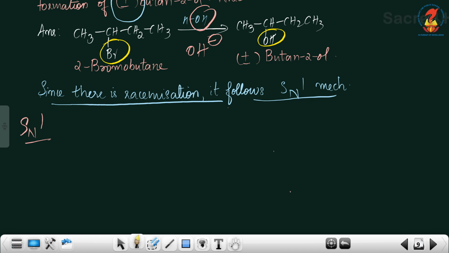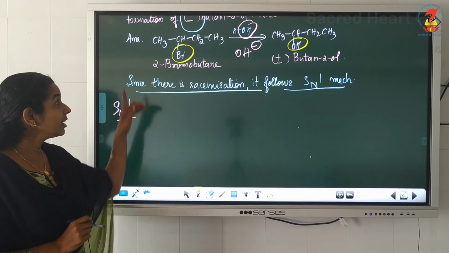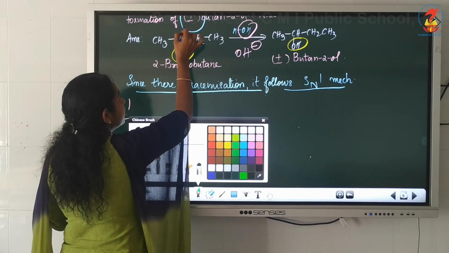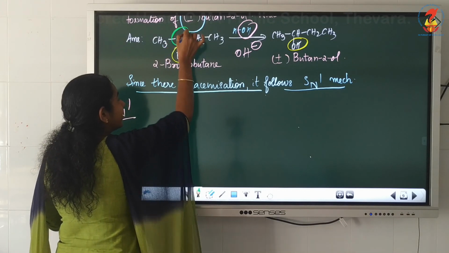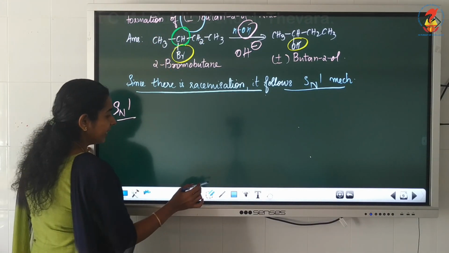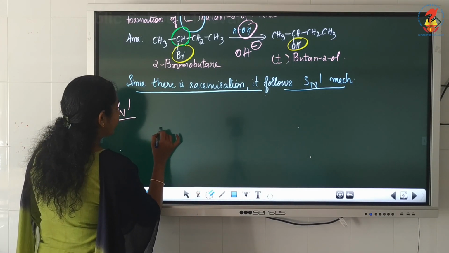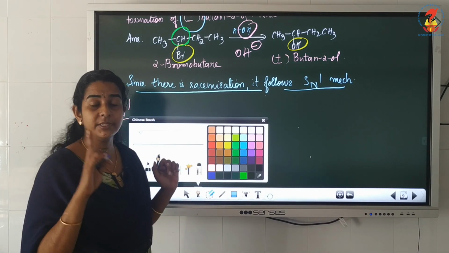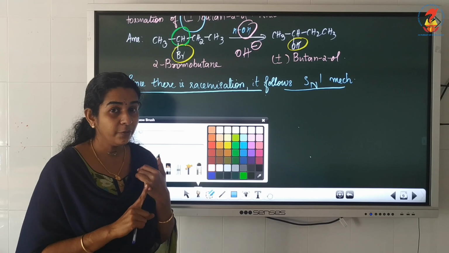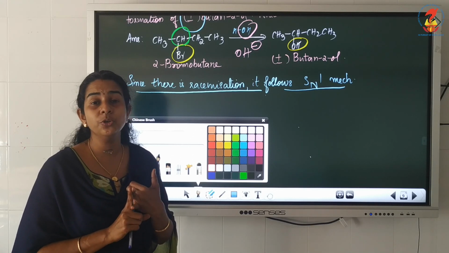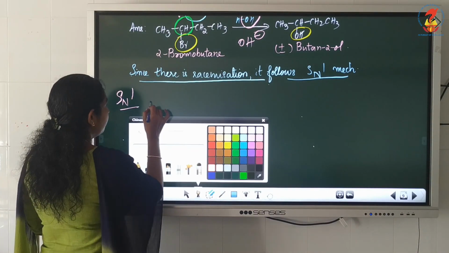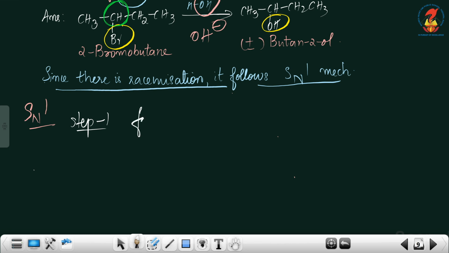And in order to write the mechanism of this reaction, we need to expand only the X attached carbon. Which is the X attached carbon here? Yes, this CH. How can we expand it? First we need to write the carbon. So remember, before that, remember SN1 mechanism takes place in 2 steps. Step 1, formation of carbocation, and step 2, nucleophilic attack. So I am going to write step 1, that is formation of carbocation.